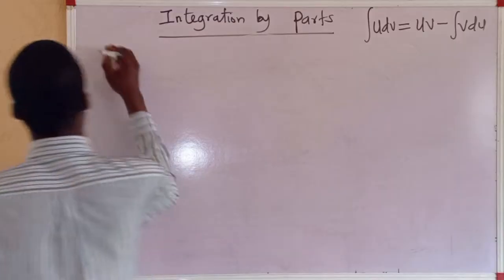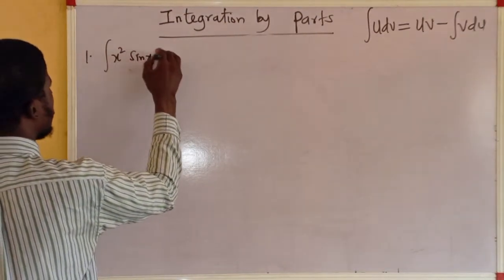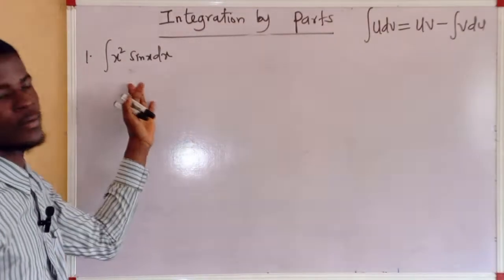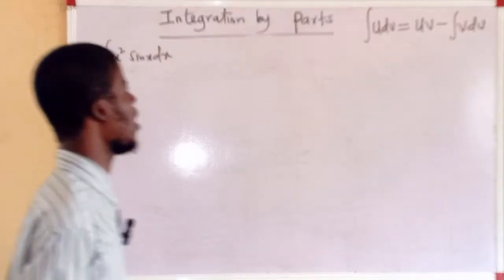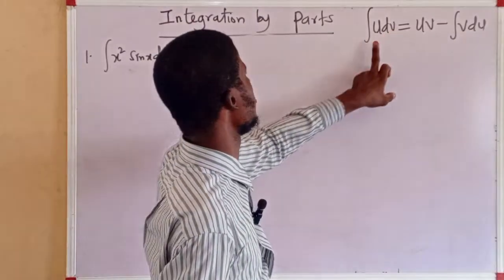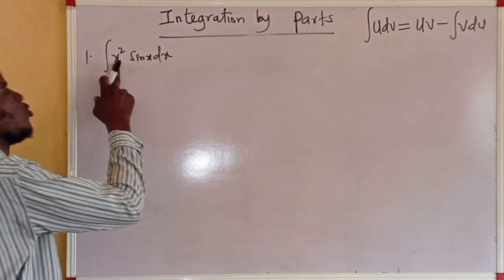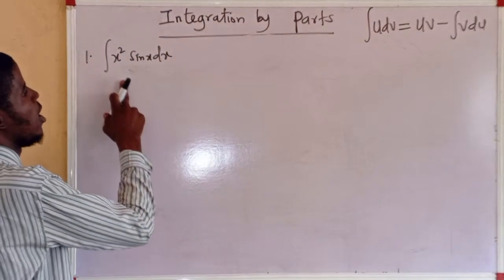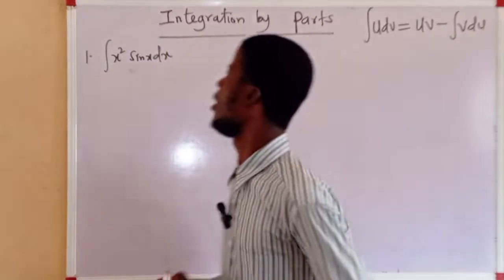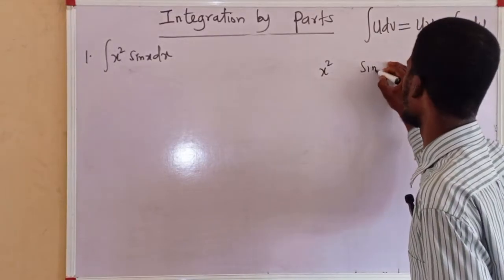So if I have a function like the integral of x squared sine x dx, I'll make use of this formula to integrate it. Now, the formula has u and dv. So I am integrating u dv. So what should I choose as u and what should I choose as dv? Look at it this way. I have x squared and I have sine x.